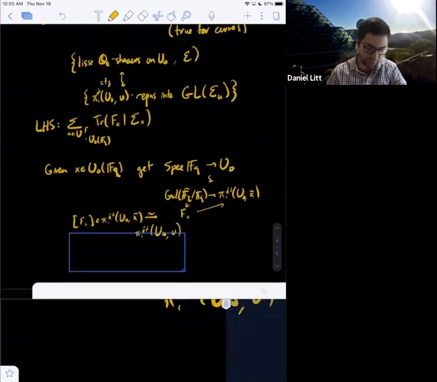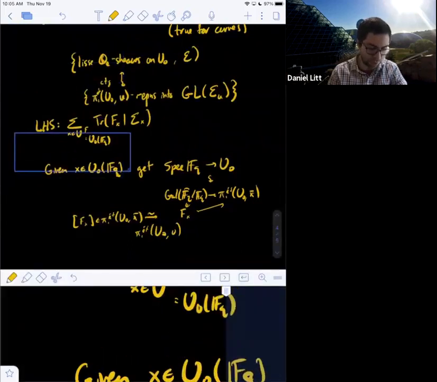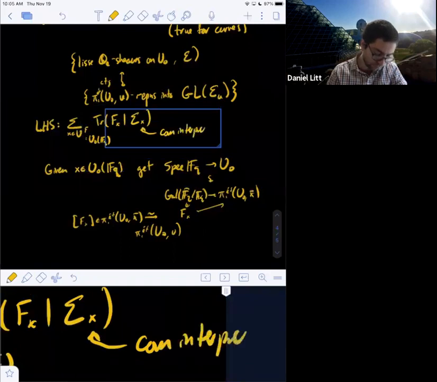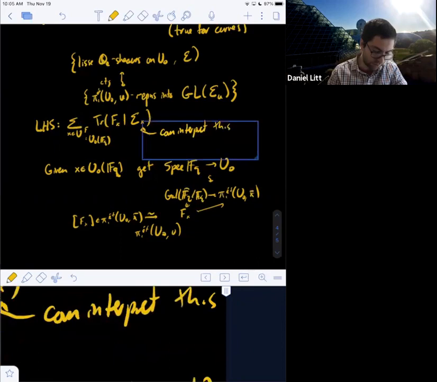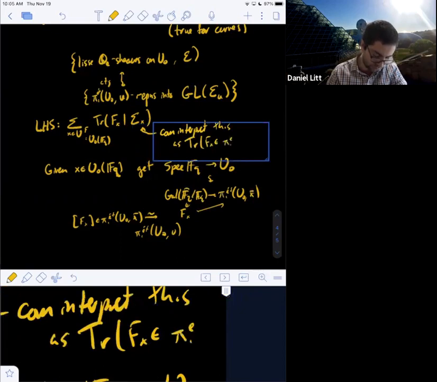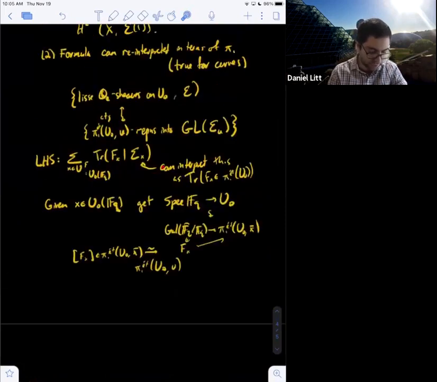Okay, but we're only taking traces, so traces here only detect conjugacy, right? So the point is now we can interpret this as a trace of our Frobenius element fx inside of pi1 Etale of U naught. So we've now given a group theoretic interpretation of this left-hand side. Are there any questions about that? So we have a representation of this group, we have a conjugacy class of element in this group, and then we can take its trace.